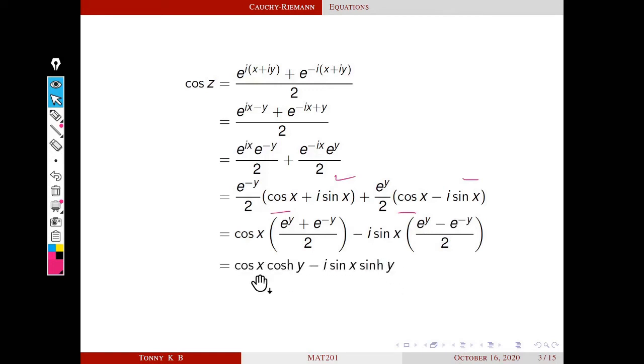Okay, so this becomes cos x into cosh y. We denote this as cosh y, right? Minus i into sin x into, this is our sinh y. So now it is in u plus iv form, both are real. So the real part u equal to cos x into cosh y, and the imaginary part v is equal to minus sin x into sinh y. So these are the real and imaginary parts of cos z.